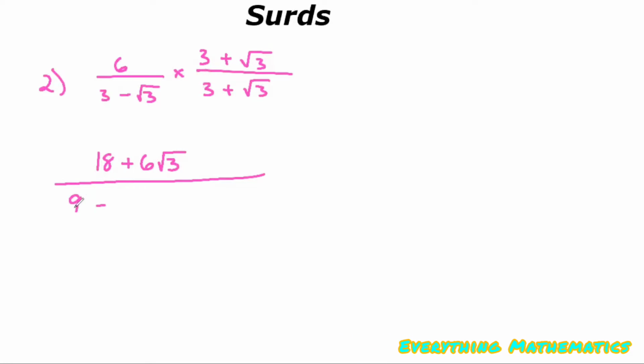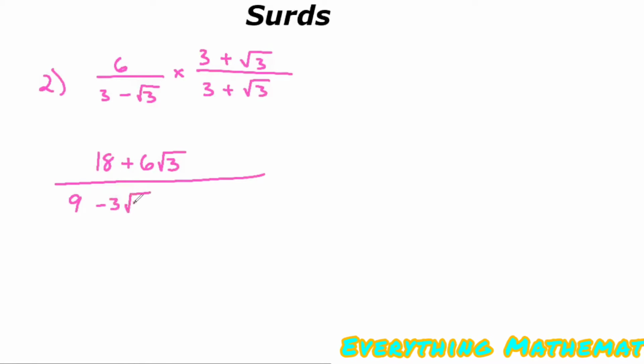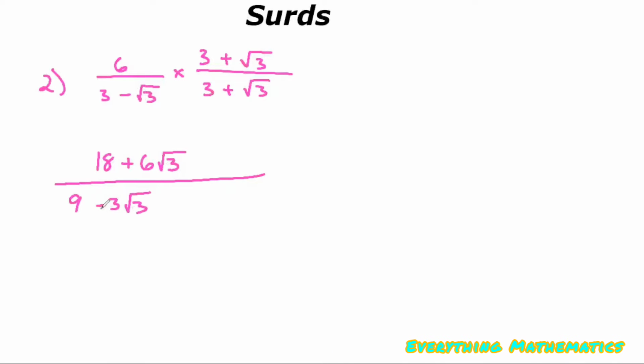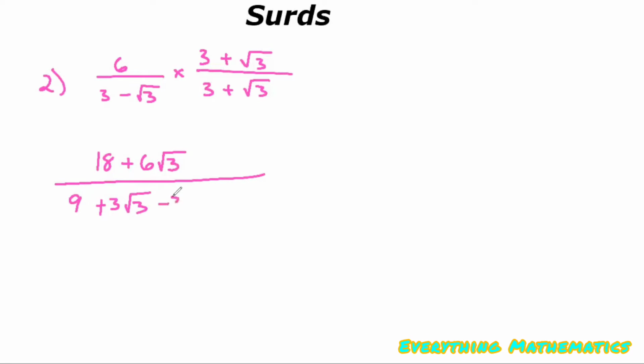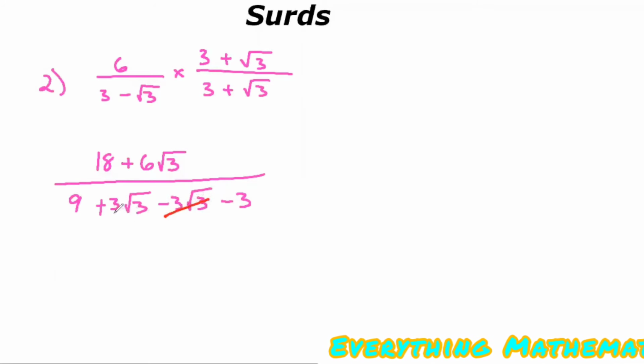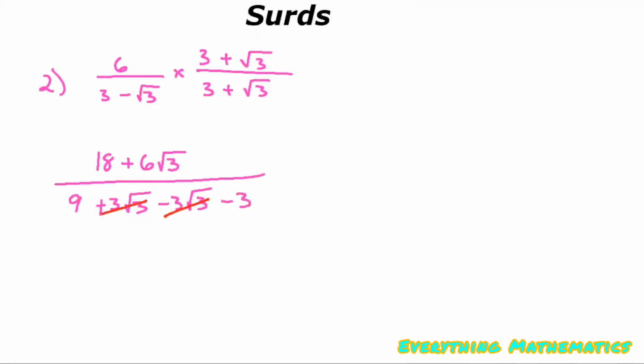So 3 times 3, that will give me 9. Then I'll do 3 times root 3, that will give me 3 root 3. Negative. No, not negative, sorry. Positive, because I'm doing this 3 with this root 3, so it's positive. Now I'm going to the negative root 3. So negative root 3 times 3 will give me negative 3 root 3. And then negative root 3 times a positive root 3, I will get a negative 3. And again, here is where you make your elimination. Positive 3 root 3 and negative 3 root 3 will cancel. Good. So that leaves me with that.